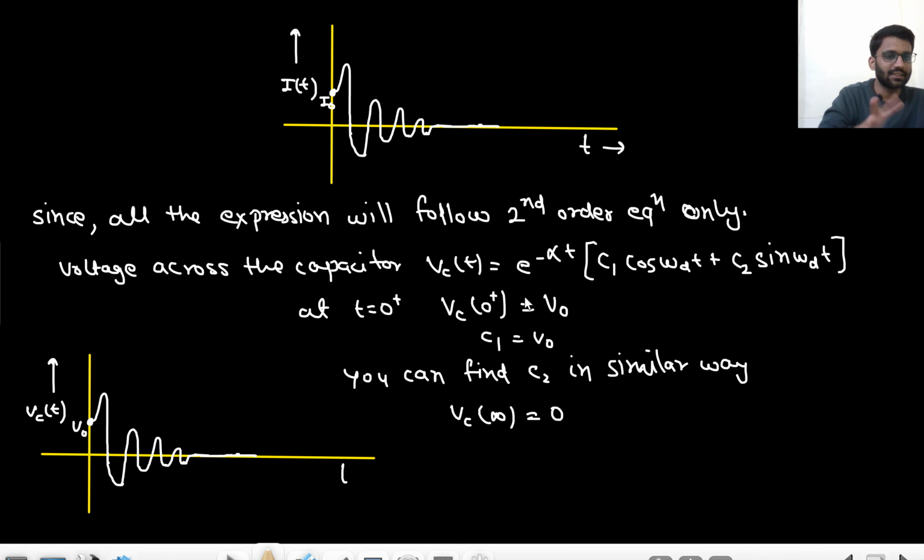And if they are asking just the graph, you just need to know the initial and final value. Initial value is I naught, final value is 0. So you can make the graph with the oscillations. So this is how the graph will look like, right? If they are asking just the graph, then you know the initial and final value, and you know how the response in between will look like for an underdamped response.